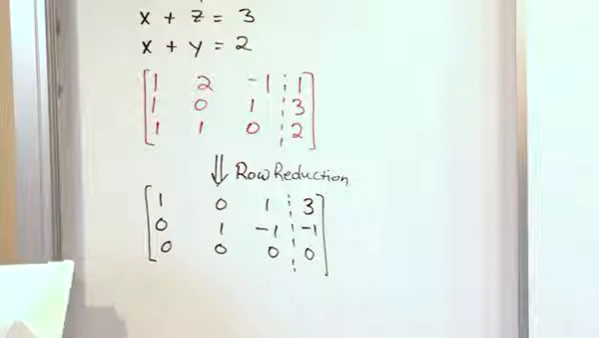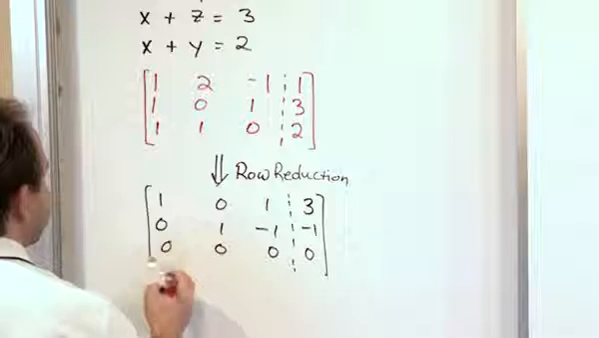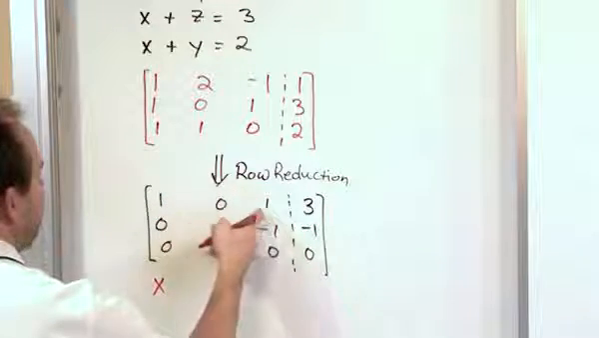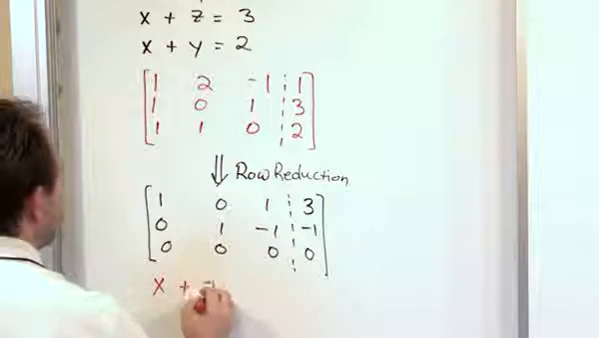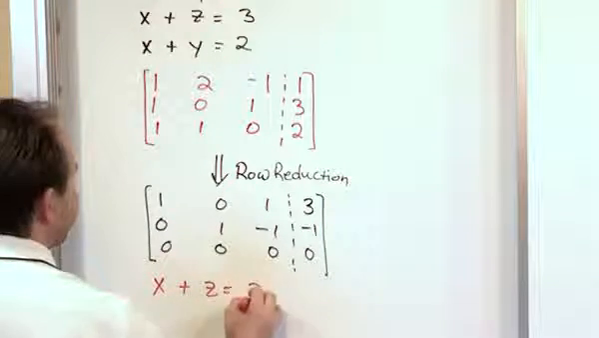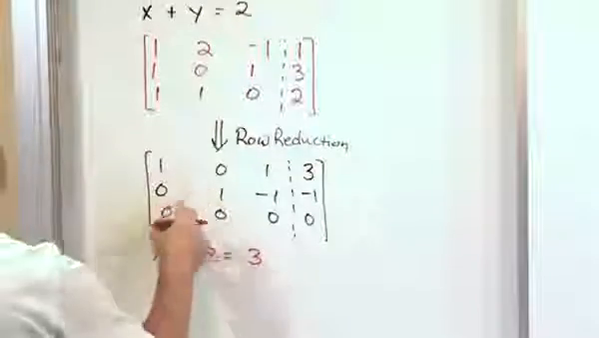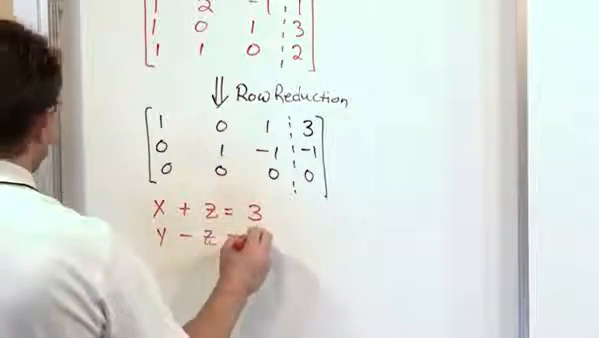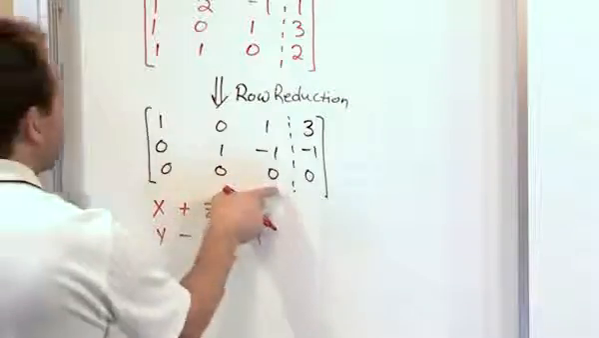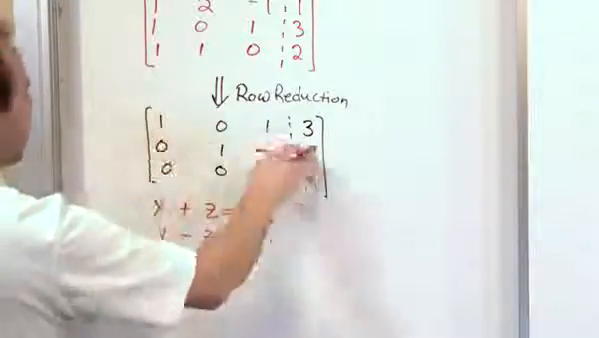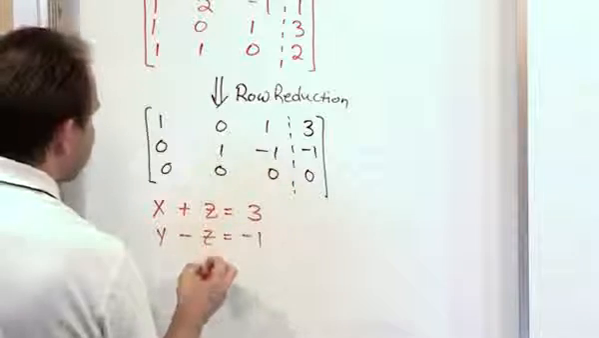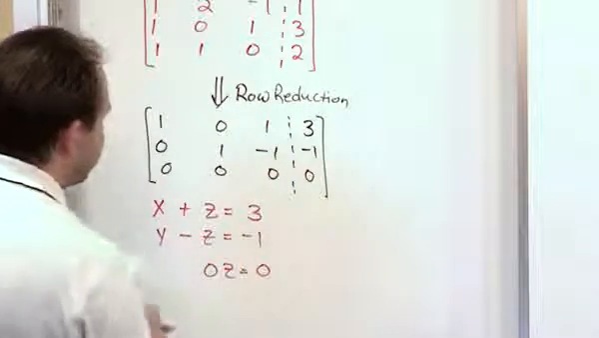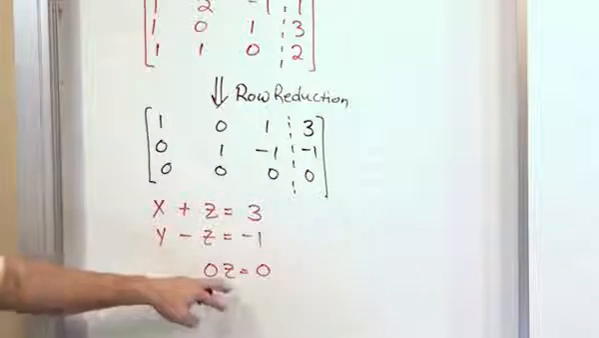All right? So I will say this is x, this is y and z. So x plus z is equal to 3. The second equation is y, which is the middle column, minus z is equal to -1. The third one, I'm going to write it as 0 times z is equal to 0.